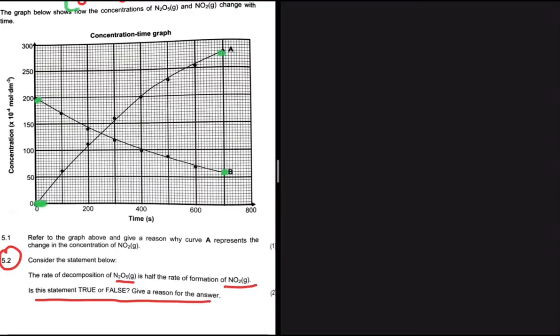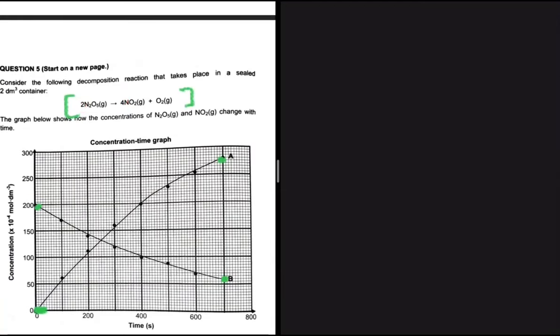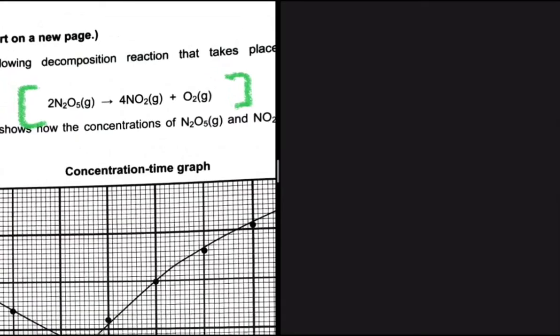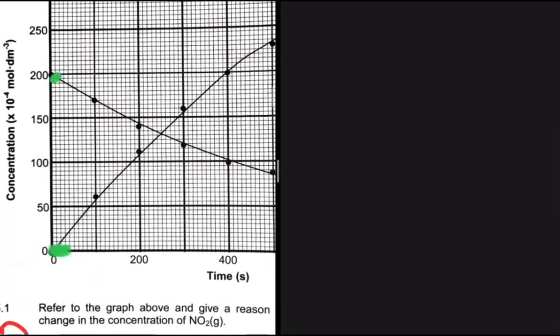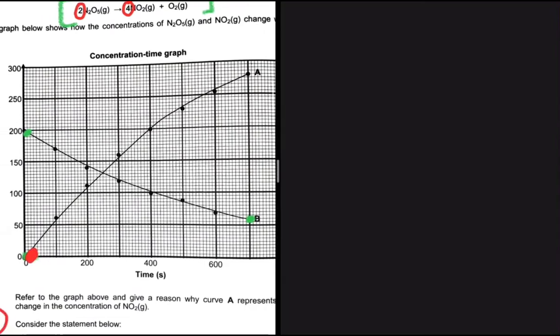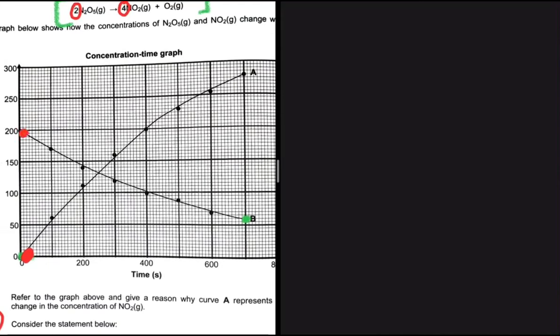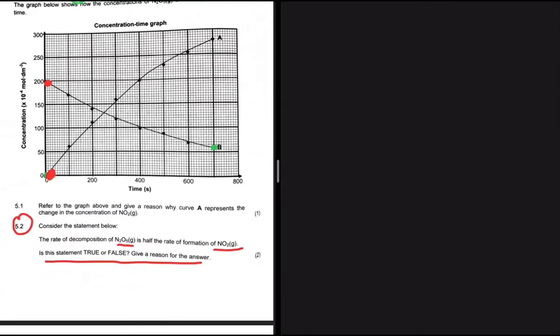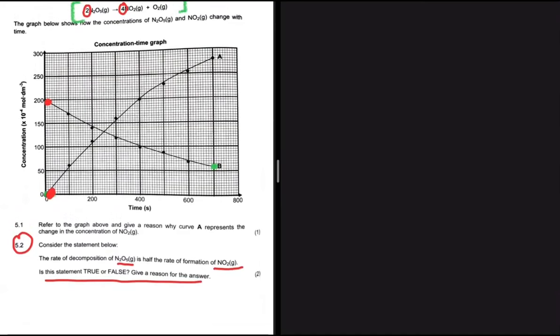And then the question: refer to the graph above and give a reason why curve A represents the change in concentration of NO2. So let's go to our equation and look at NO2. You can see that NO2 is one of our products, right? So for our products, the concentration should be starting at 0, and this is exactly what we have here for graph A. For graph A, our concentration is starting at 0 and is going up. And then for the reactants, it is starting at 200 mol per dm³ and it is actually going down, right? So that is the reason why we're saying that curve A represents NO2.